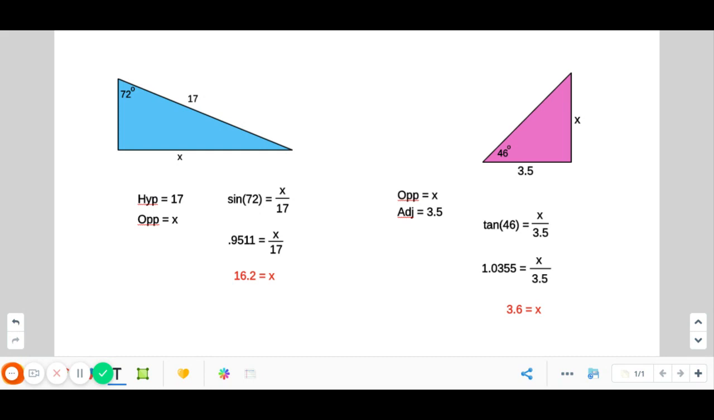In these problems, the x always came out on top. Obviously, the x could come out on bottom, but for these problems, the x always came out on top. And once you do that, you plug in sine, cosine, or tangent of whatever angle you have, and then you just solve the equation, and that will allow you to figure out the length of the missing side.